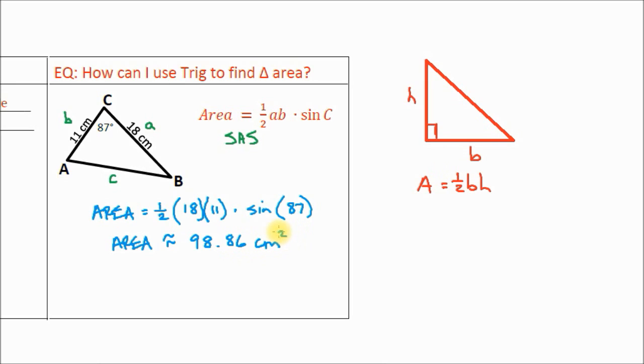Notice, class, we did not need to know the height of this triangle. And in this case, we didn't need to know side C. We needed to know one side, another side, and the angle that's included in between those two sides. That's how to find the area using sine.